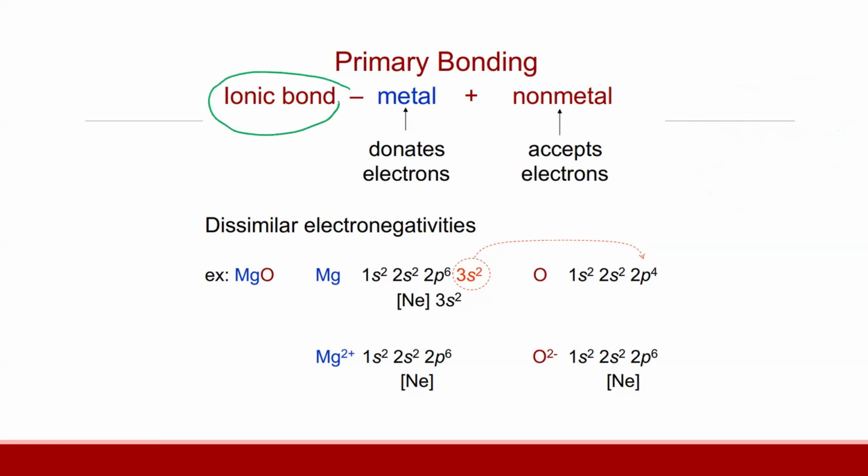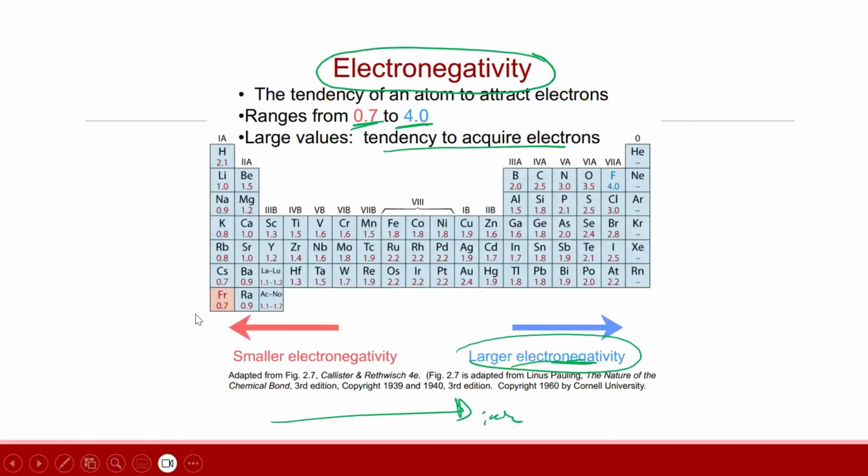Ionic bonds mean when we have a metal and a non-metal, and we exchange electrons: one is giving electrons and the other one is accepting electrons. That kind of bond we call an ionic bond. For example, magnesium and oxygen. If you look at this in the periodic table, where is magnesium?